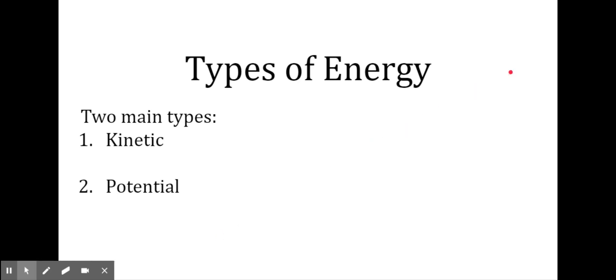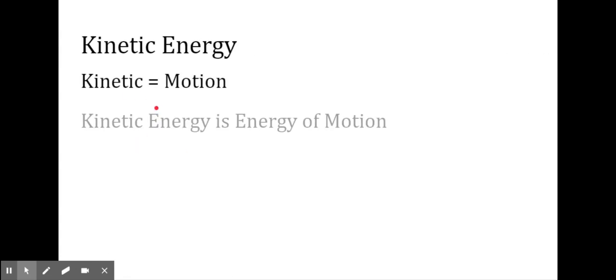So all of our talk about work has really just been to get us ready to talk about energy. And there are two main types of energy, kinetic energy and potential energy. In this video, we're just going to focus on kinetic. So kinetic just means the energy of motion. Kinetic means motion, so kinetic energy is the energy of motion.